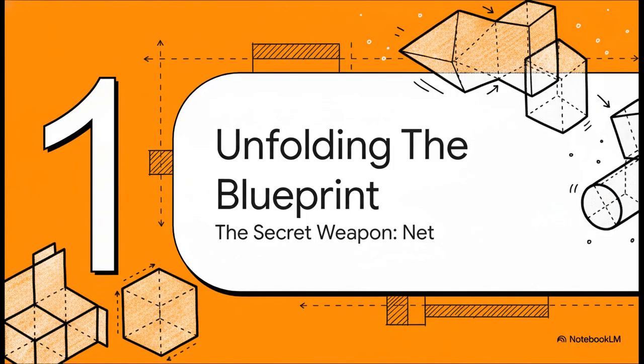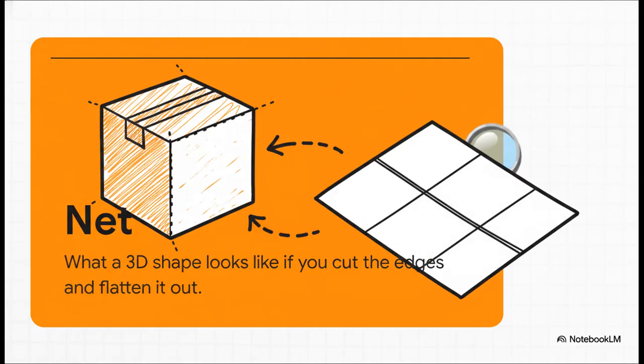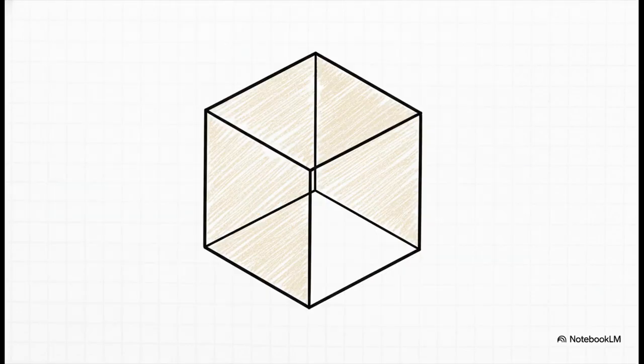So, how do we actually see this blueprint? Well, it turns out there's a kind of secret weapon we can use, something called the net. A net is just what you get when you take a 3D shape, cut it along its edges, and lay it out flat. Just imagine a cardboard box. If you cut the tape and unfolded it completely, that flat piece of cardboard on the floor, that's the box's net.